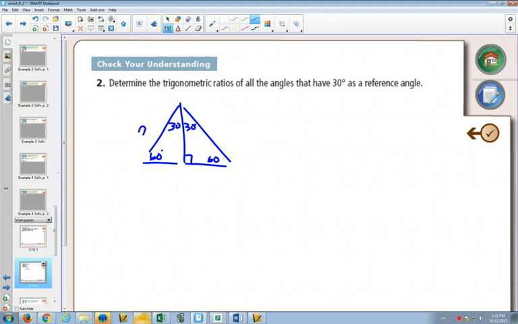and each side was 2, 2. This one's cut in half, so these will both be 1. A squared plus b squared equals c squared, and you could figure out that this side has to be square root of 3.